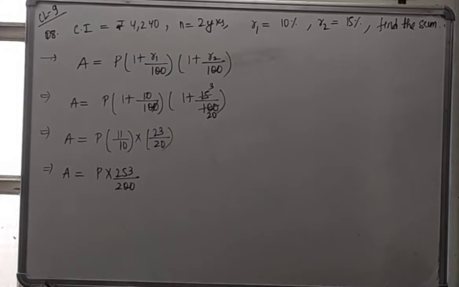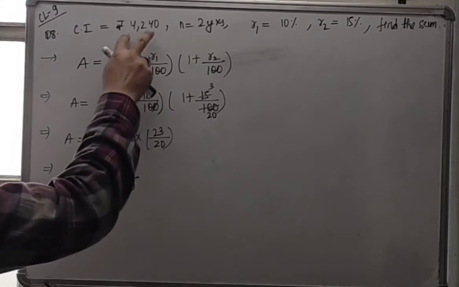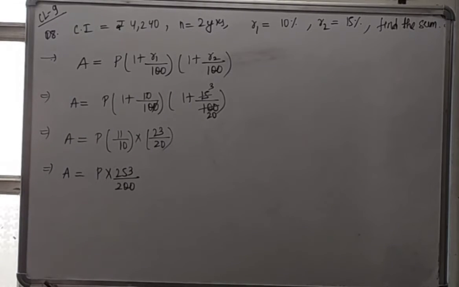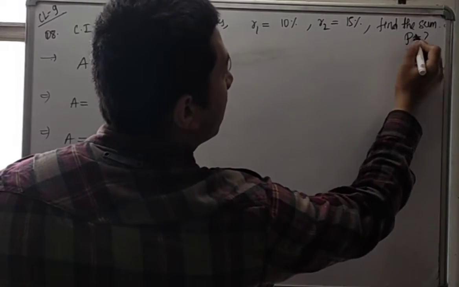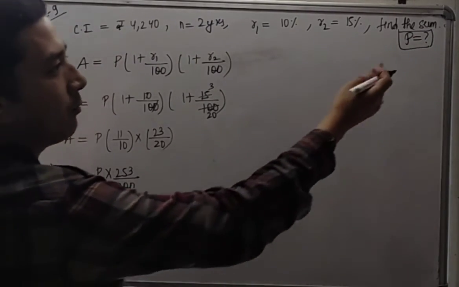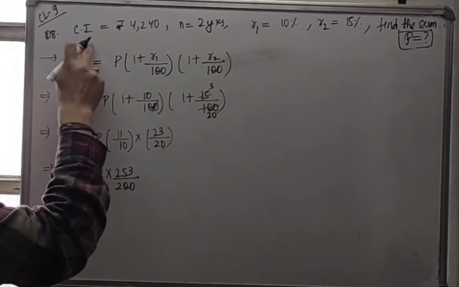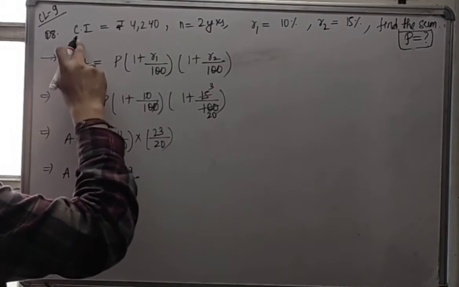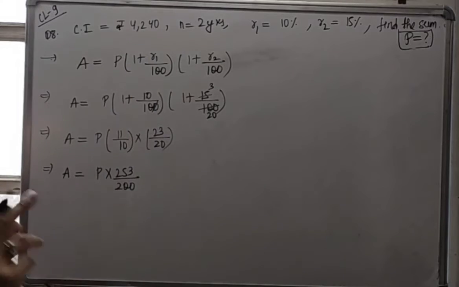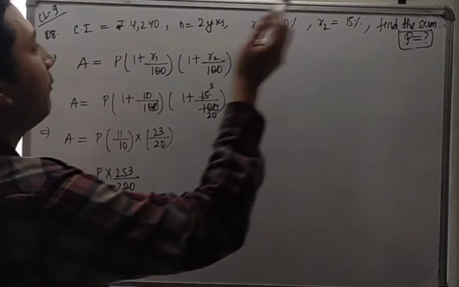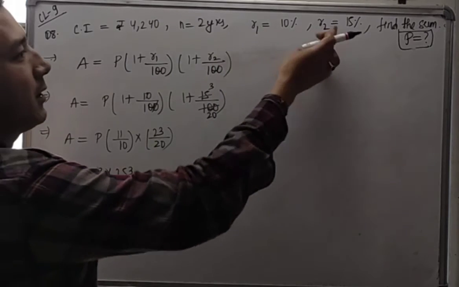All right, boys, next sum is question number 8. Your question says, on a certain sum of money, the compound interest for 2 years amounts to rupees this. On a certain sum of money, which means we don't know the sum, the compound interest for 2 years will be this much, where the rates of interest are 10% and 15% respectively. We need to find the value of P. I hope you are clear. We don't know P, but we know the compound interest for 2 years, and the rates are this.